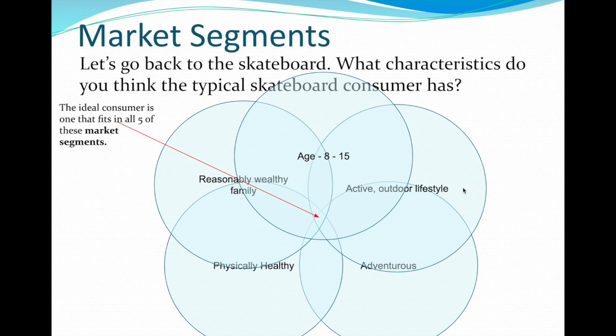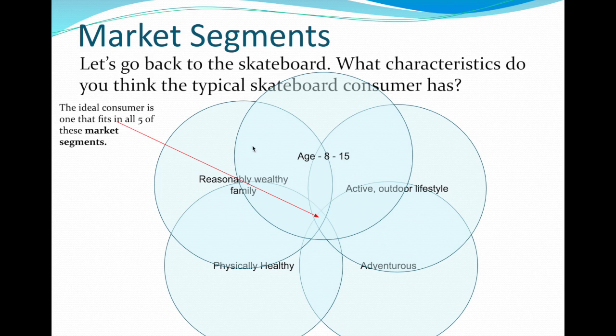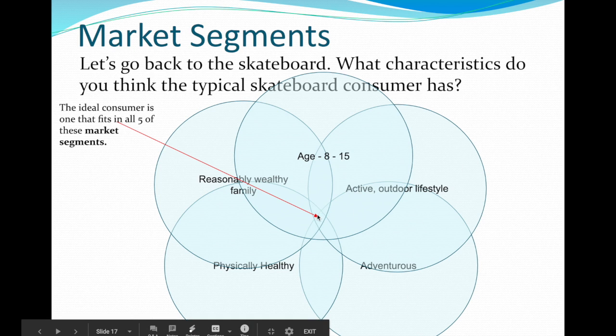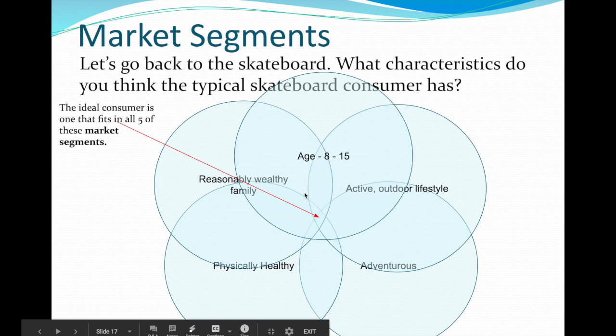This is all the active outdoor lifestyle type people. This is all the adventurous people. This is all the physically healthy people. This is all the reasonably wealthy family people. And the person who's going to buy that skateboard is right in the middle here, where all of these market segments intersect with each other. This is a Venn diagram, by the way. If you don't know what a Venn diagram is, it's a diagram of circles that's used to show a combination of pieces of information that are prescribed to a certain thing.